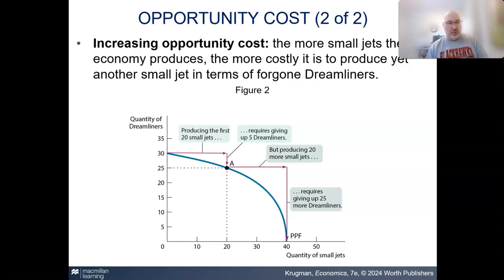All right. So basically, producing that first 20, I don't give up much. I only have to give up 5. Producing 20 more, I have to give up 25. So if the first 20 only cost me 5 Dreamliners, the next 20 cost me 25 Dreamliners. Pretty simple in the idea of it. I mean, this is jets to jets, so it really shouldn't be that way.